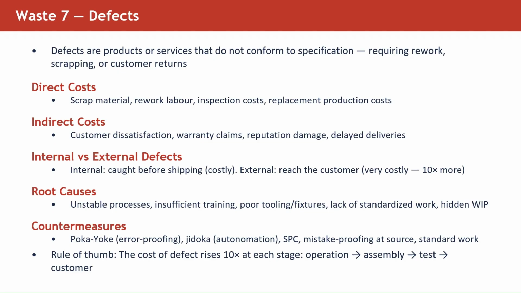The rule of thumb that you have to remember is that the cost of a defect rises 10 times at each stage, from operation, assembly, test to the customer. Now, if it is identified at the customer end, then it is catastrophic for your company's reputation. So we need to be very much assured about the defects. You have to design the process in such a way that the defects are identified either in the operation or assembly stage itself, not even in the test stage. So these are all the seven wastes.